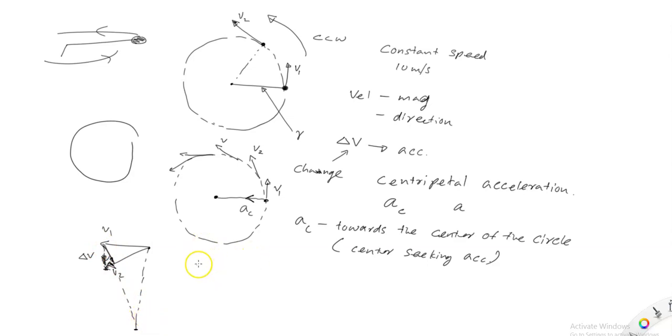The magnitude is given as AC equals v squared, velocity squared, divided by radius. So this is an important equation. This is how you find the centripetal acceleration.